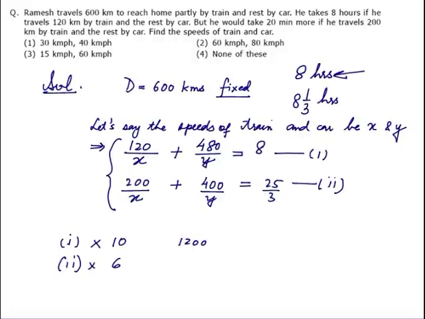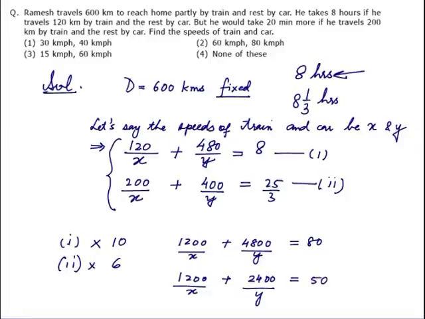1200 by x plus 4800 by y is equal to 80. And the second equation multiplied by 6 gives me 1200 by x plus 2400 by y will be equal to 50. I hope this is very clear to you. Now we have to solve these two equations.